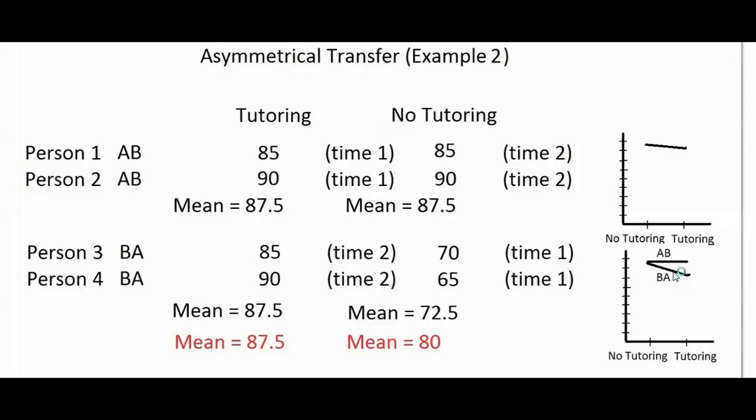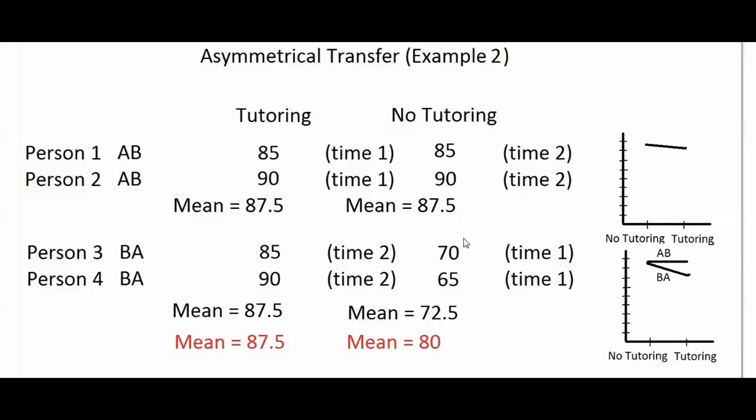We can see an interaction here because we can see that the 2 lines are not parallel. When we look at the 2 participants who are assigned to the AB order, we don't see any effect of tutoring because the mean of these 2 exam scores is equal to the mean of these 2 exam scores, and the line is flat. When we look at these 2 participants who are assigned to the BA order, we do see an effect of tutoring because the mean of these 2 exam scores is higher and the mean of these 2 exam scores is lower. That's why this line drops down.